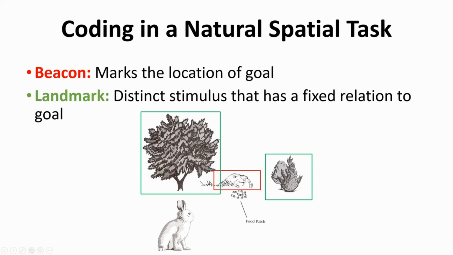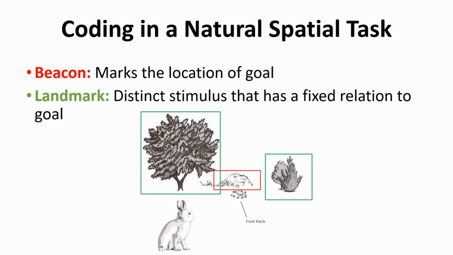And then there's a large rock right behind that food patch. So the rabbit can look at that, and if they see that rock, if they walk towards that rock, they will find the food patch. So that rock acts as a beacon. And beacon following is a very simple navigational tactic where an organism can learn to associate that beacon with the goal object.